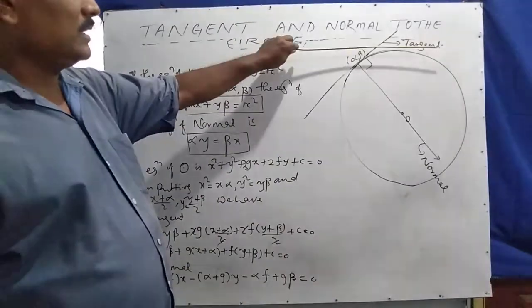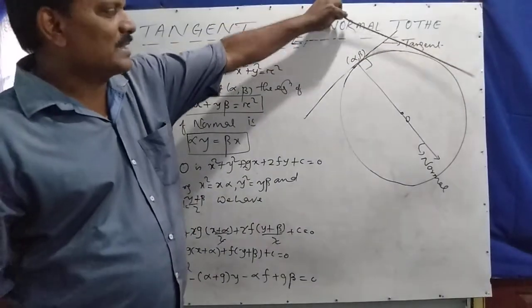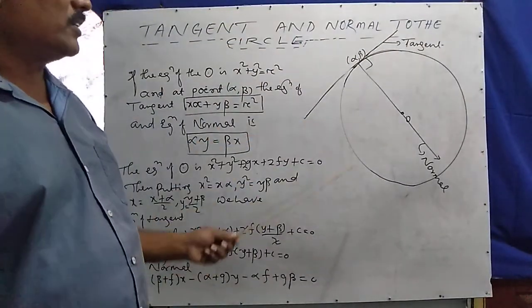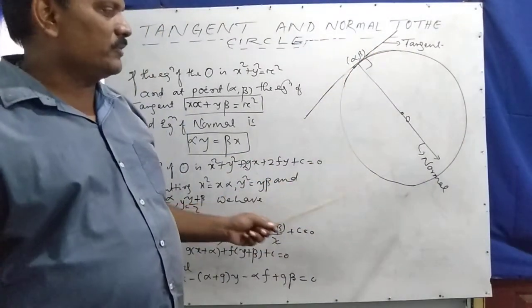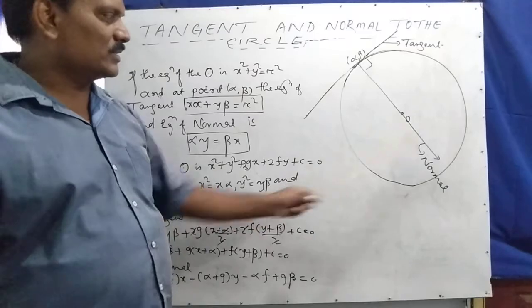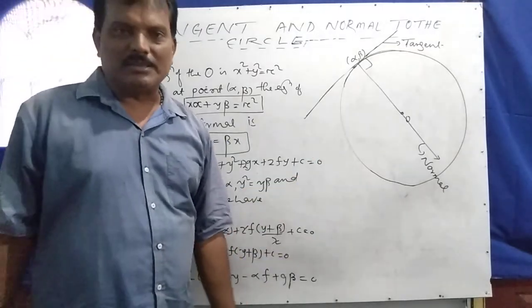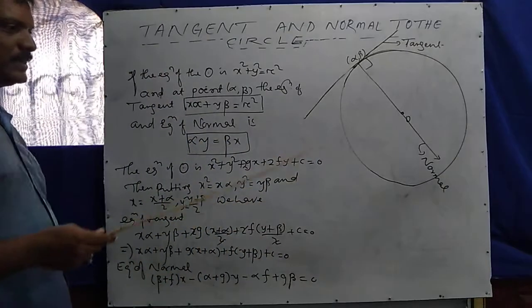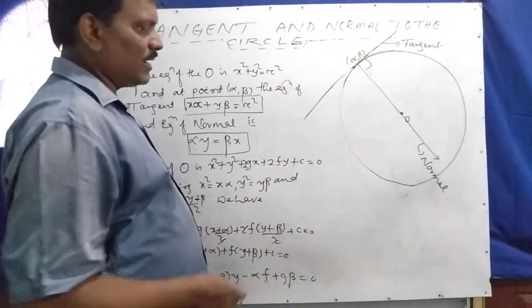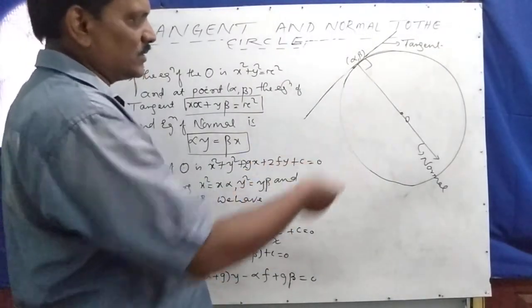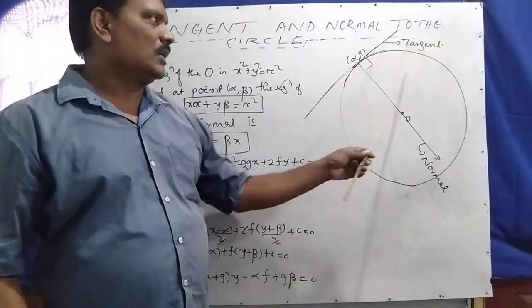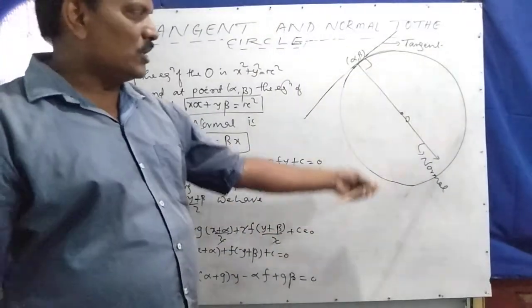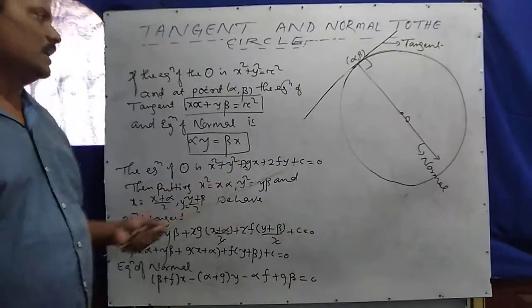The normal to the circle always passes through the center of the circle. At any point on the circle, when you draw the normal, the normal passes through the center of the circle. This is the important point to be noted.